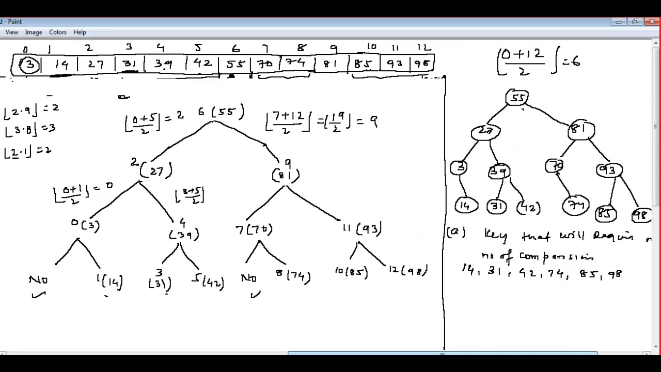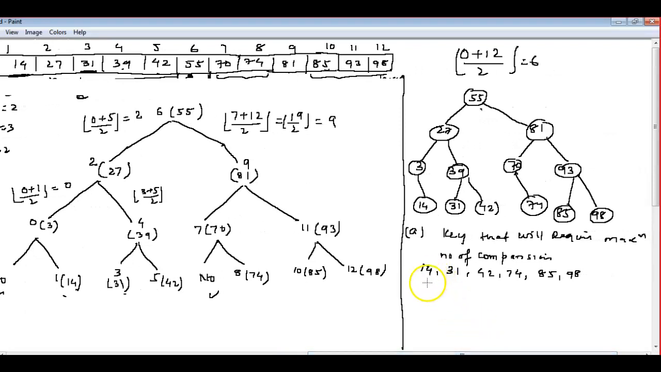Okay. And if you want to write in the index form, you can write the index is this one. Index is what? 1 only, no? This is the key element. And if you want to write index or position, you can write this position is 1, 31 position is what? Third, and 42 position is fifth, right? And this 74 is 8, 85 is 10, and 98 is 12. This is the position. Any doubt in the first question?